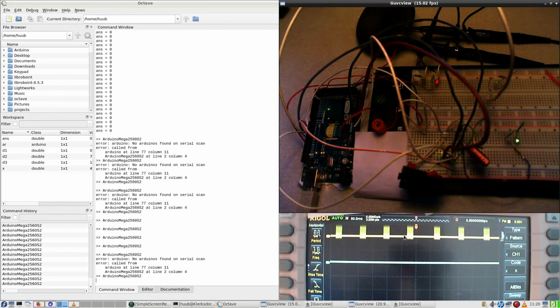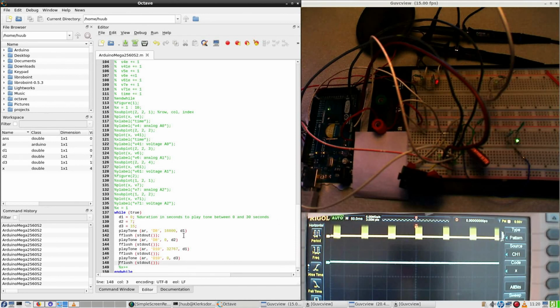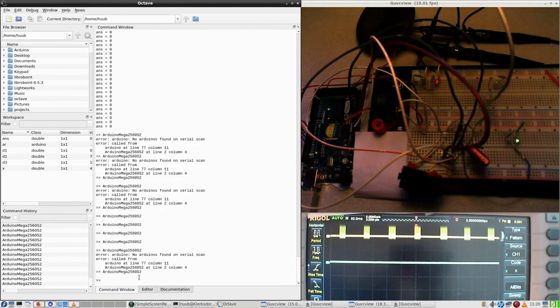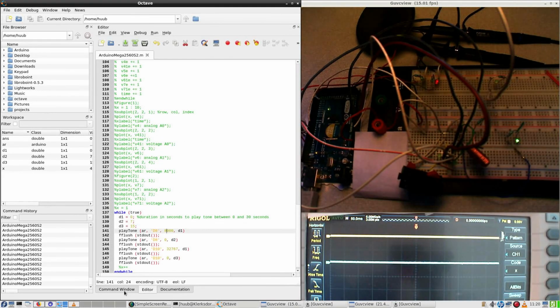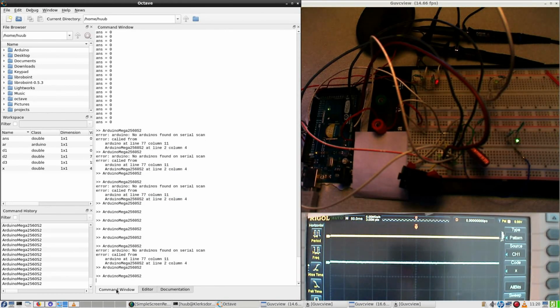Although still, why can't I see the difference between 16,000 and any other frequency? Alright, let me reduce it to 8000. Can I see that? Quit. Save. Run.